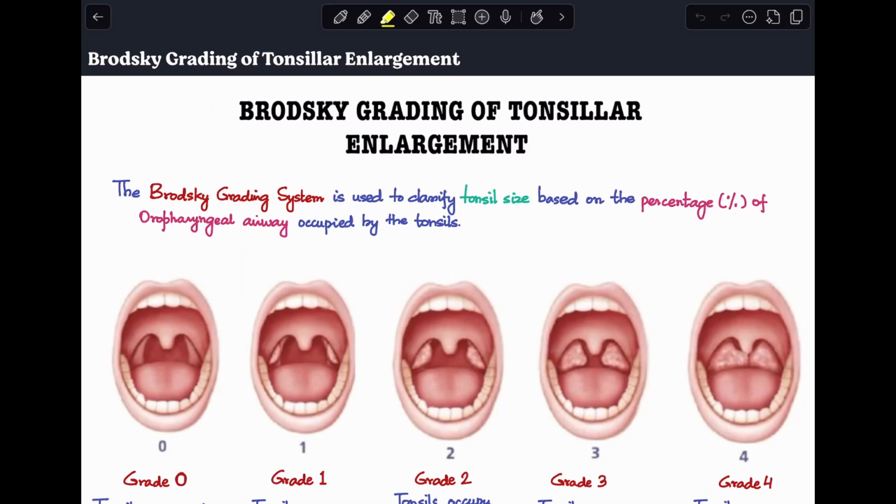Today we'll be doing a short discussion on a very important viva question that we get when we get a case of chronic tonsillitis, and that is the grading of tonsillar enlargement.